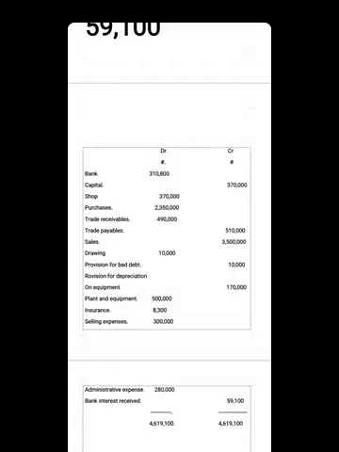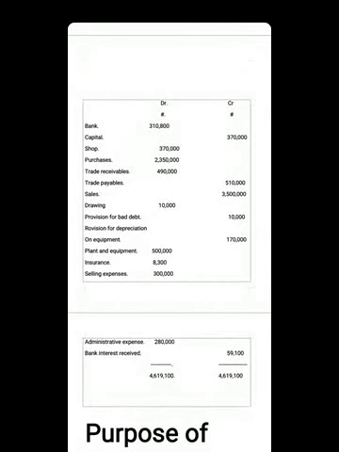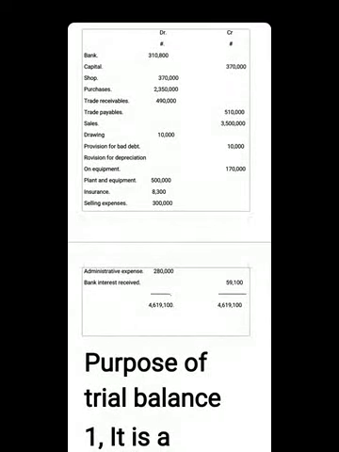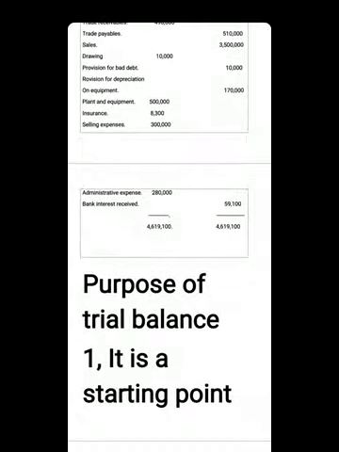Trade payables is a liability. Sales is income. Drawings is an expense. Provision for bad debts is a liability. Provision for depreciation on equipment, that's a liability, 170,000. Then plant and equipment is an asset. Insurance is an expense. Then we have selling expenses, we have administrative expenses. Then bank interest received is income.